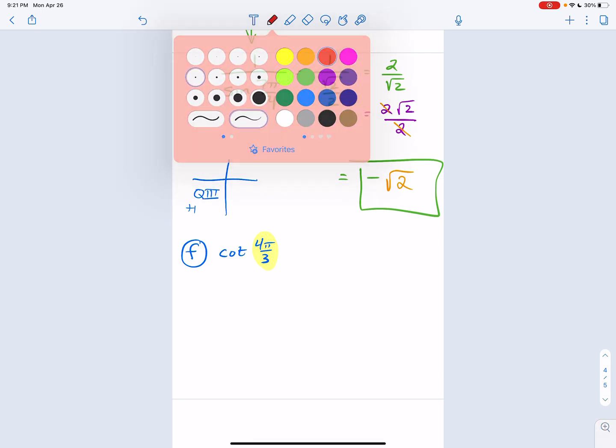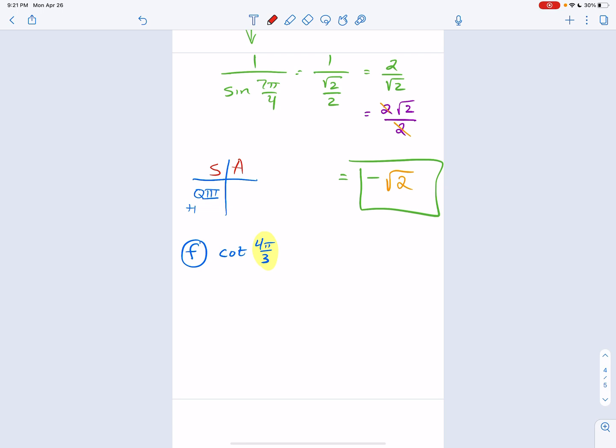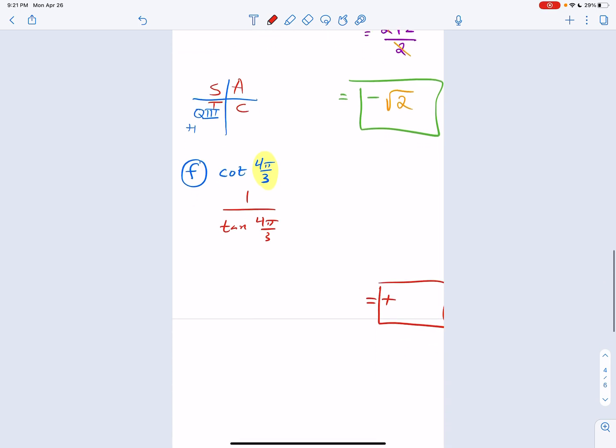So it's all students take calculus. So tangent will come out positive. I know that cotangent is just 1 over tangent. Okay, so I know that since I'm dealing with tangent and I'm in the third quadrant, my final answer will come out positive. Okay, now remember that tangent is really sine over cosine.